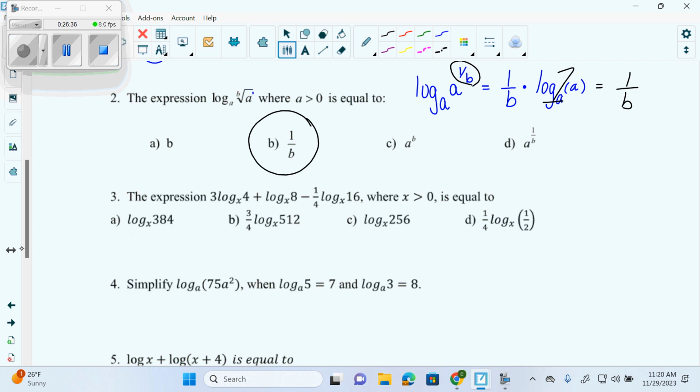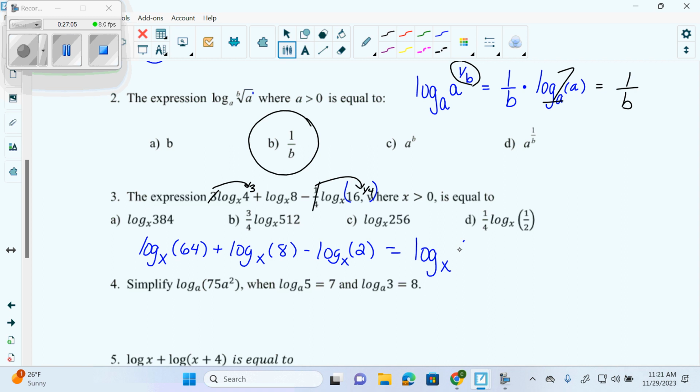3. We have to bring this up. So I get log base x of 4 cubed, which is 64, plus log base x of 8, minus log base x of 16 to a quarter, which is the 4th root of 16, which is 2. And now they're all base x, so I can put them together, and they all have plus 1s and minus 1s in front. So I get log base x. 64 goes in the numerator because there's a plus 1 in front. 8 goes in the numerator because there's a plus 1 in front. 2 goes in the denominator because there's a minus 1 in front. And I get log base x of 256.